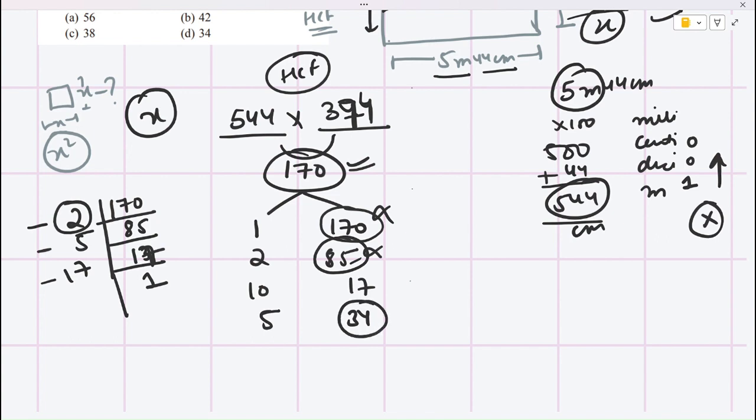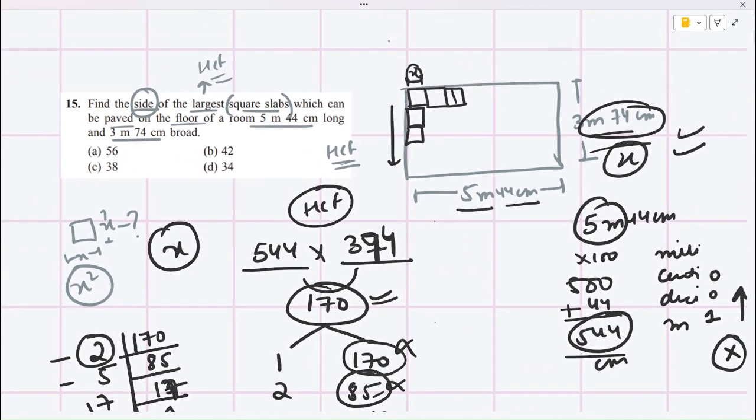Then we come to 34. Now if we check, 34 is completely able to divide both these numbers, which means that 34 will be the highest common factor of both these numbers. Hence the side of the square slab, that is x, will be equal to 34. So the option D will be the correct answer for this particular question.